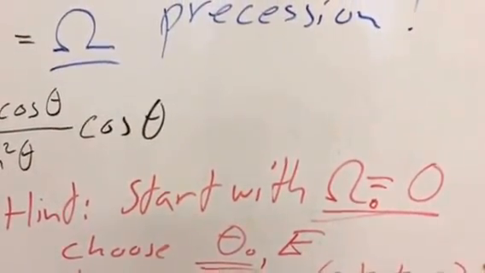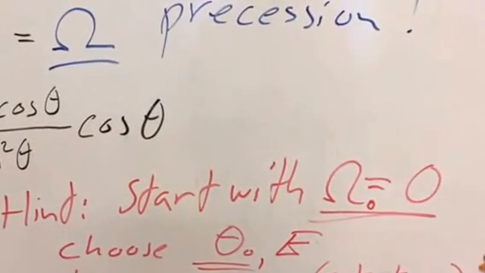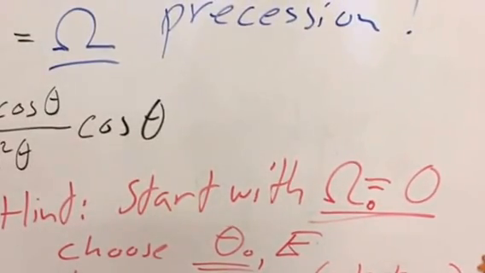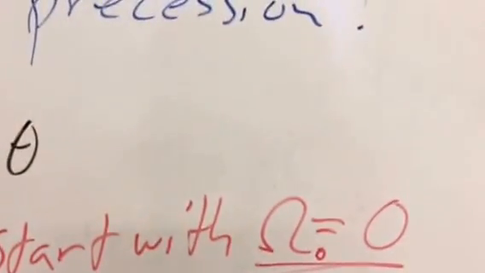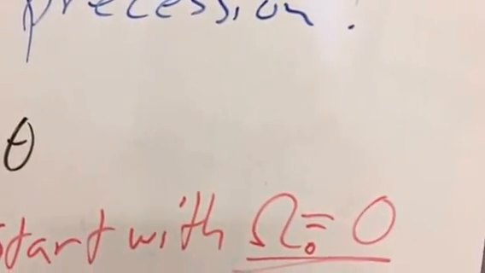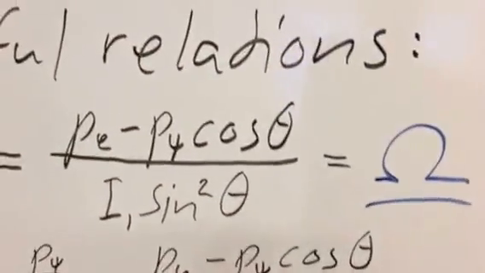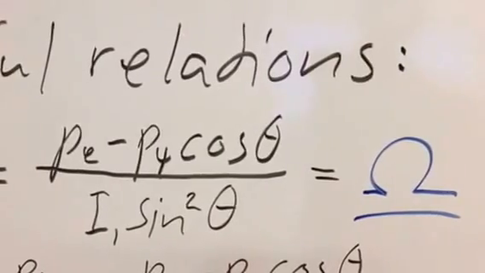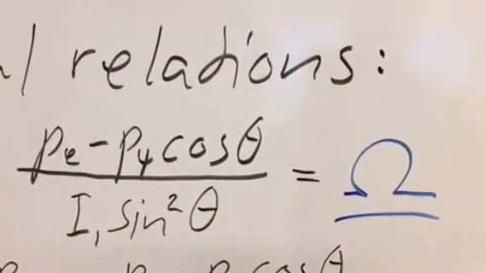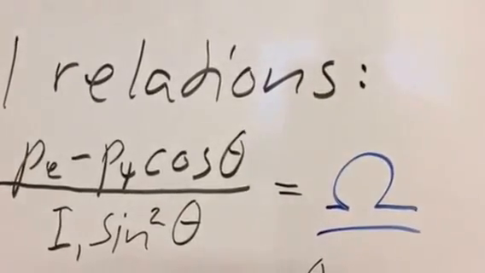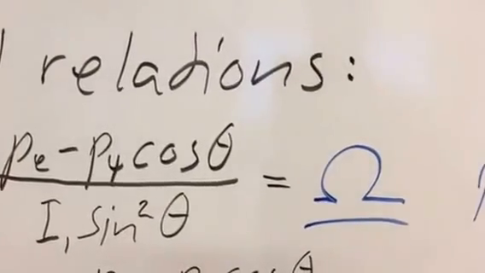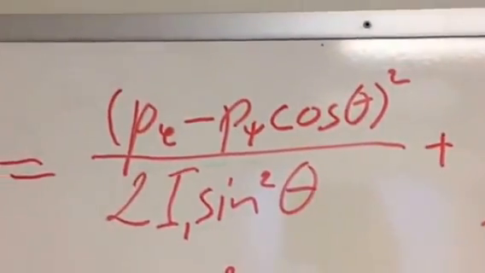What if the precession is zero in the beginning, when you start the simulation, when time is zero? Why not start with capital omega equal to zero? Well, if you look at this condition, that means that p phi should be equal to p psi times cosine theta. All right. And okay, this term is zero. Then that means that also this first term in the Hamiltonian is zero.